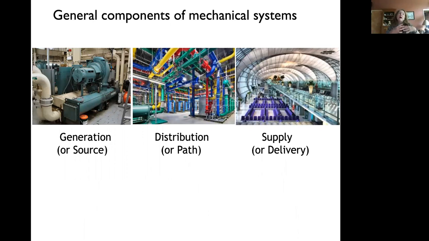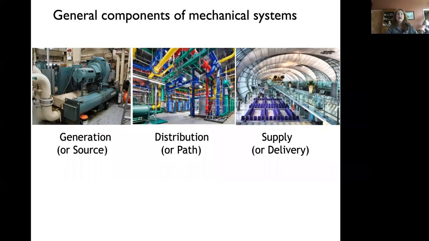So I'm going to move away from the historical and start talking about some of the basics of HVAC systems. I'm going to organize it by these general components of generation, or the source. How are you creating the heating or cooling? Distribution. This is the movement. How are you moving that heating and cooling around the building? And then supply, or how are you delivering it to the space itself?